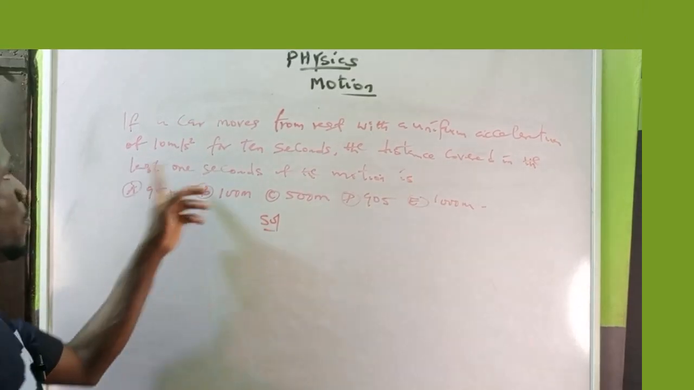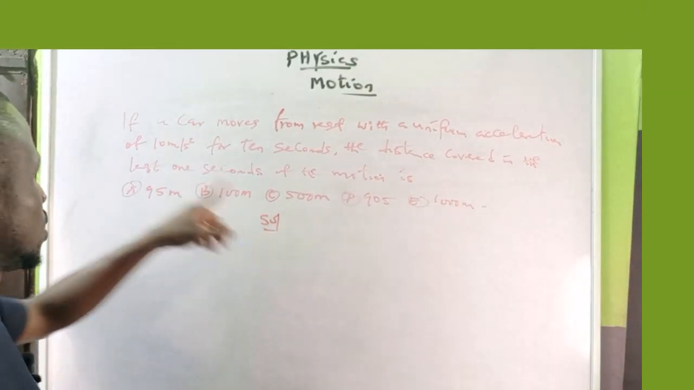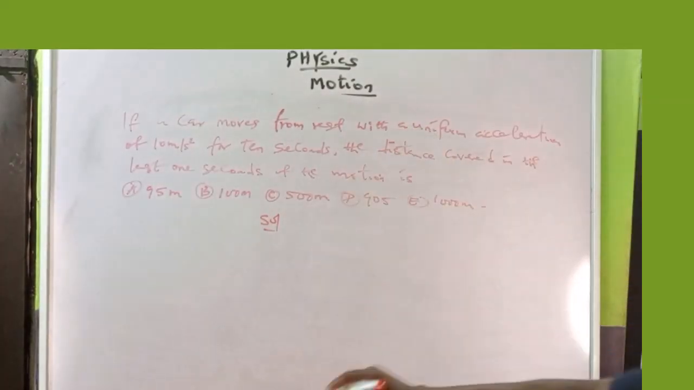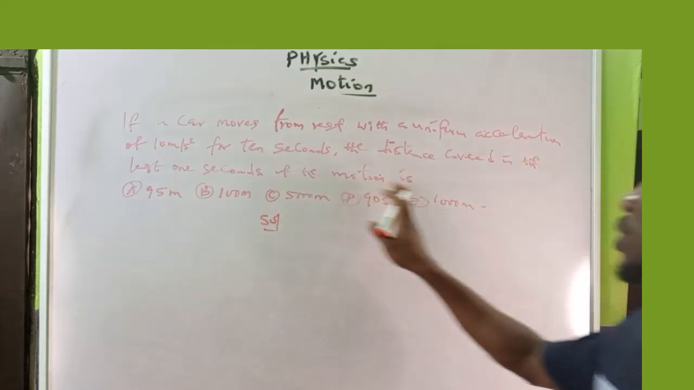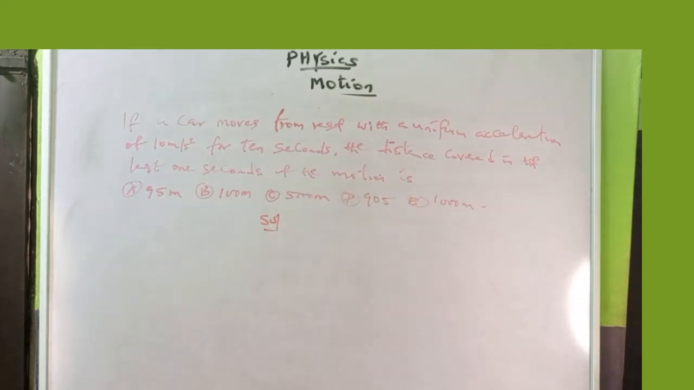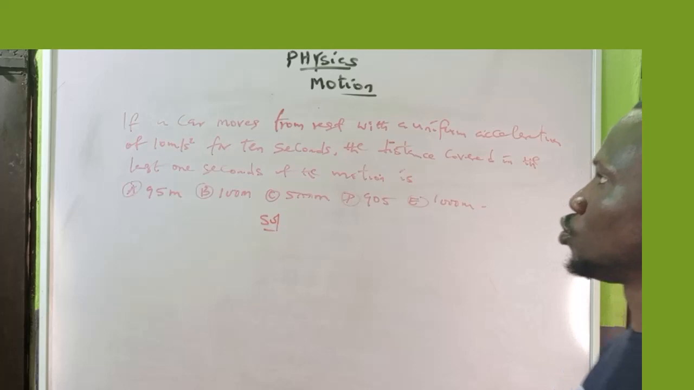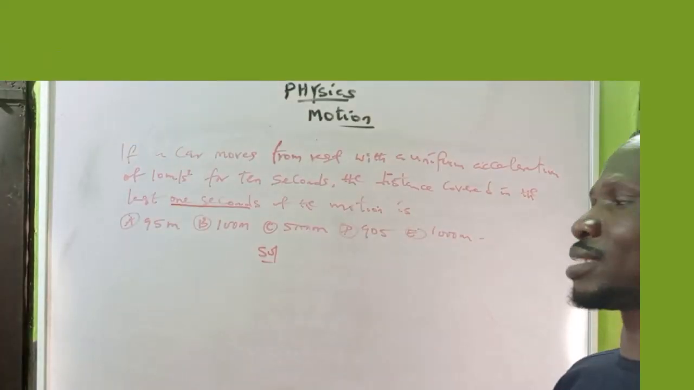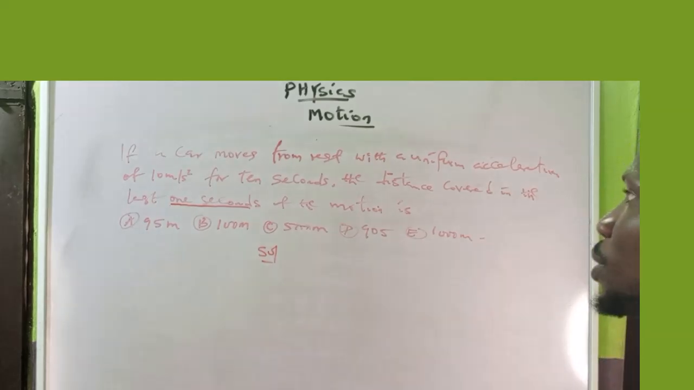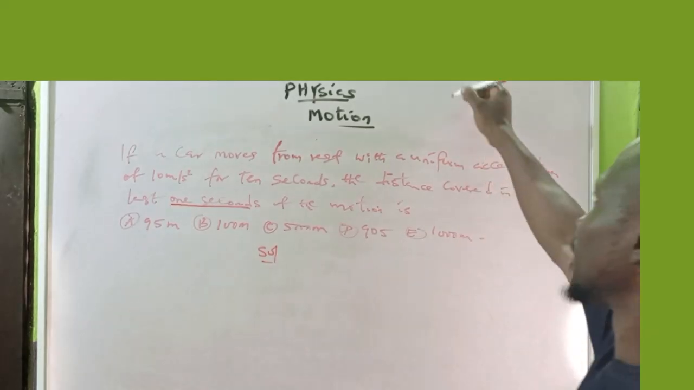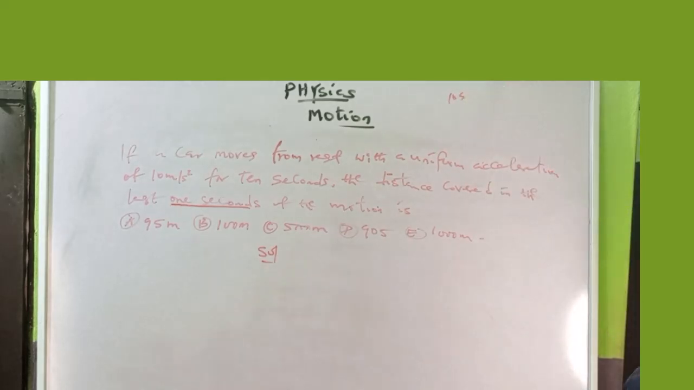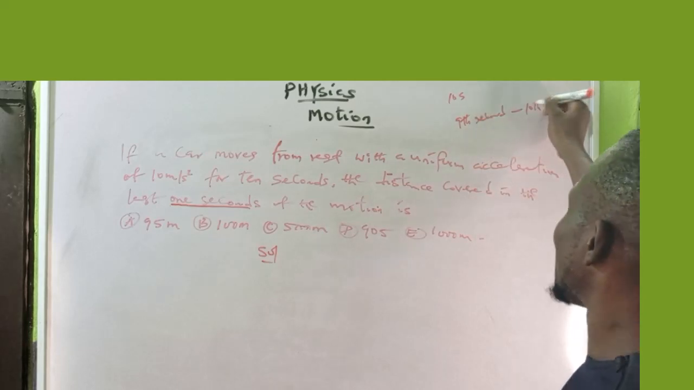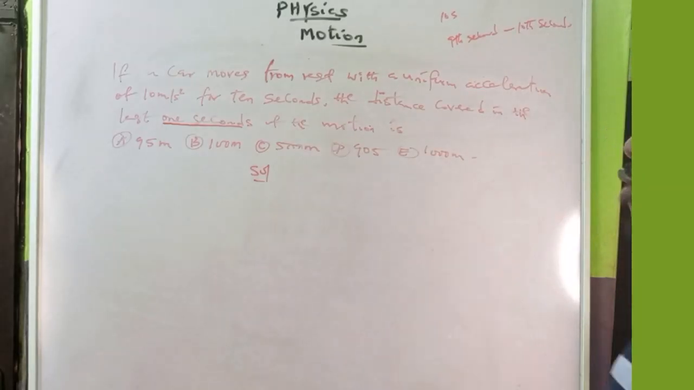Okay. If a car moves from rest with a uniform acceleration of 10 meters per second squared for 10 seconds, the distance covered in the last 1 second of the motion is what? This is a different question that you have to pay attention to. What is the distance covered in the last 1 second of the motion? The total time spent is 10 seconds. So the last 1 second of the motion is from the 9th second to the 10th second.